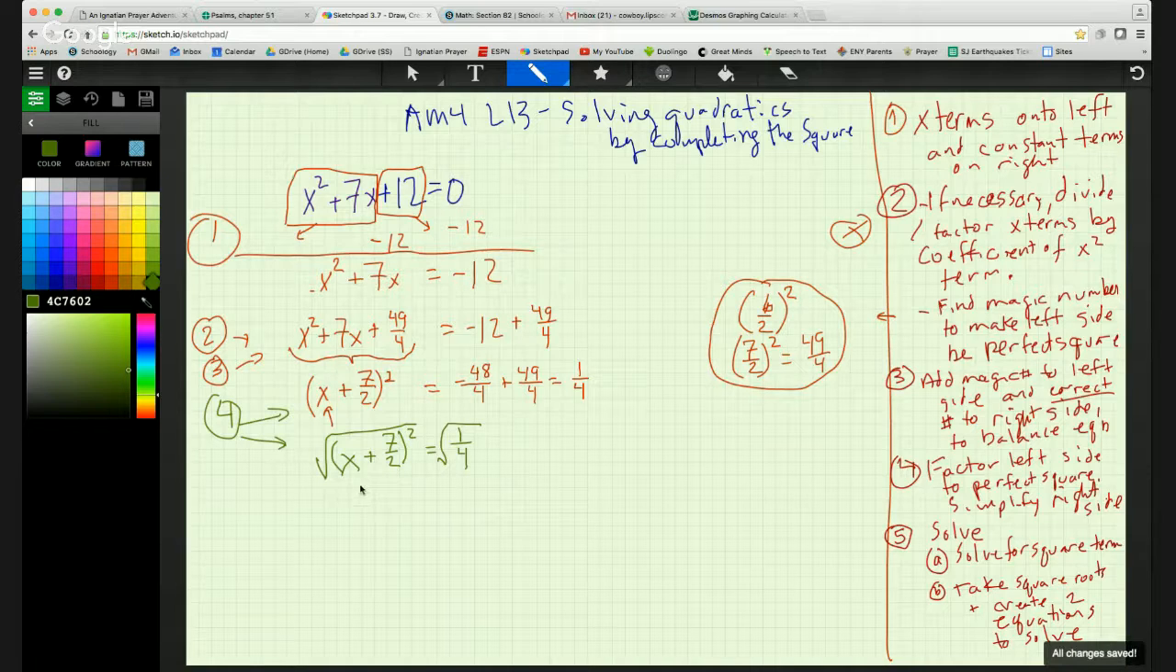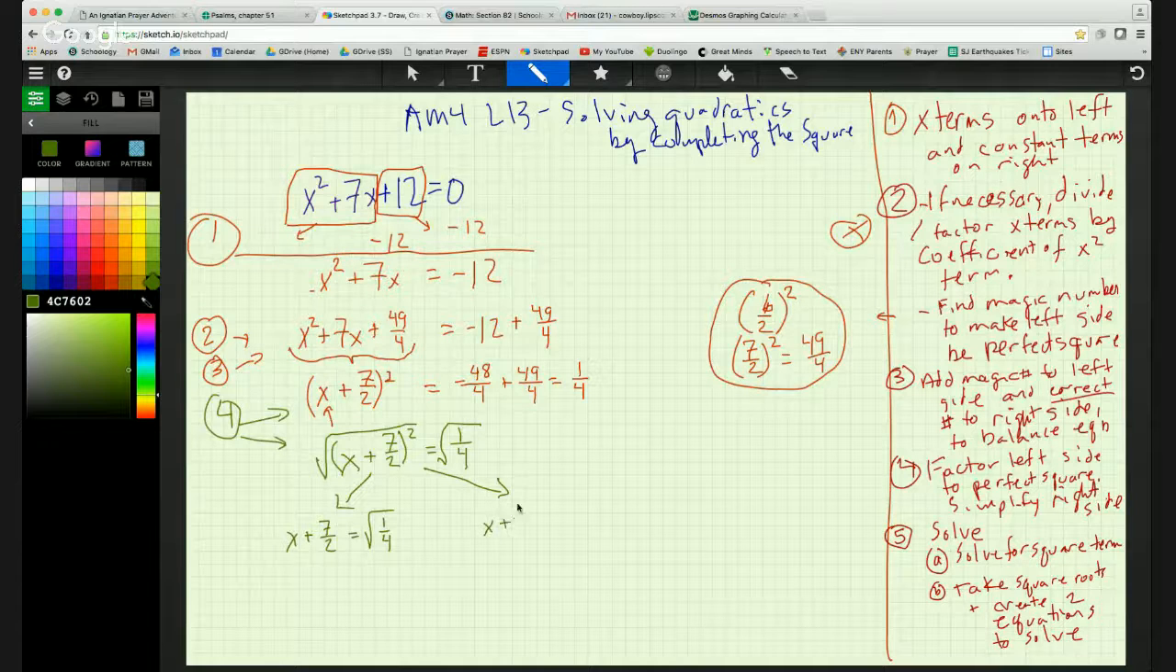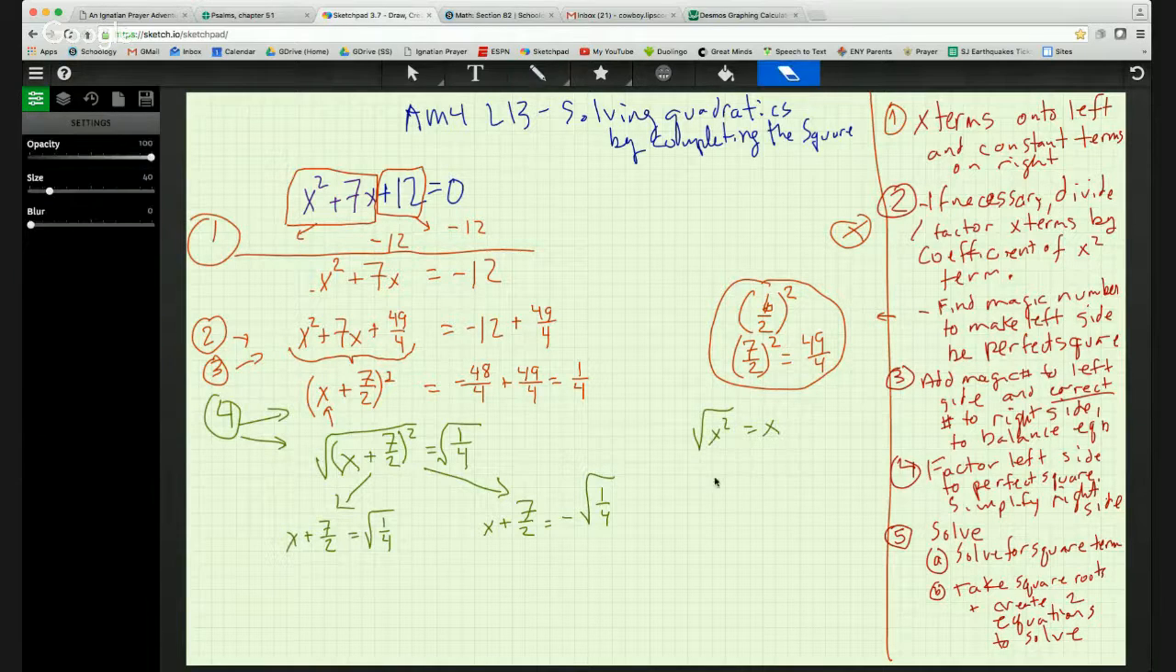And when we do that, we create 2 equations. We have x plus 7 over 2 equals the square root of 1/4, and x plus 7 over 2 equals negative the square root of 1/4. And that's because, first of all, the square root of x plus 7/2 squared is just x plus 7/2. If you square a term and then take the square root of that, you get the term. Same thing as if I said the square root of x squared, that takes you back to x. You square the number and then you undo it. So that's where we're at.